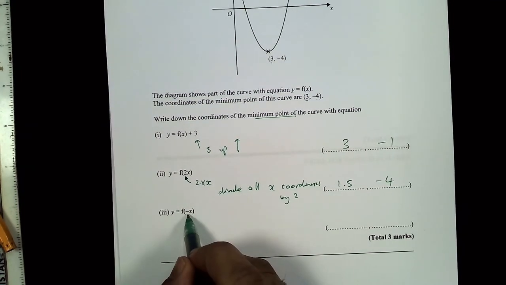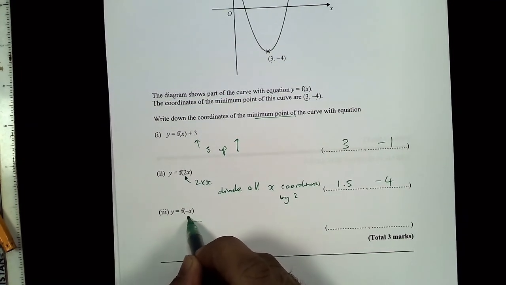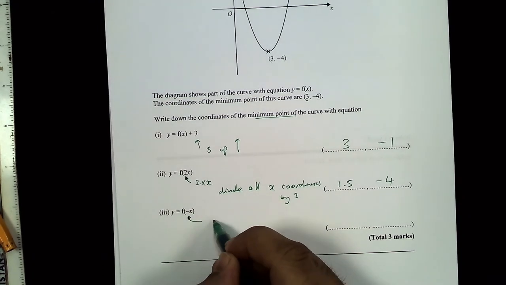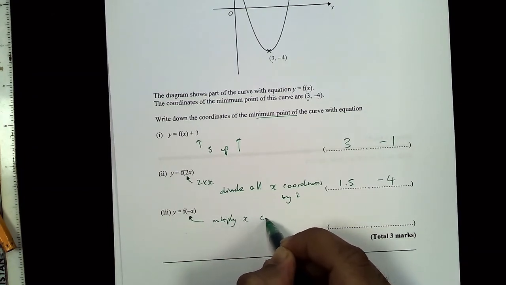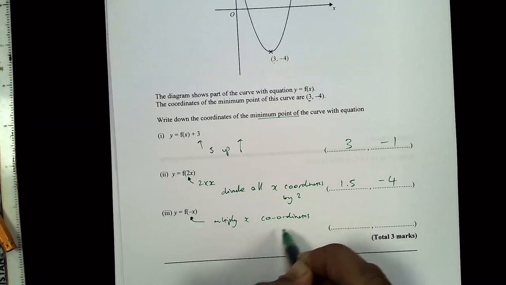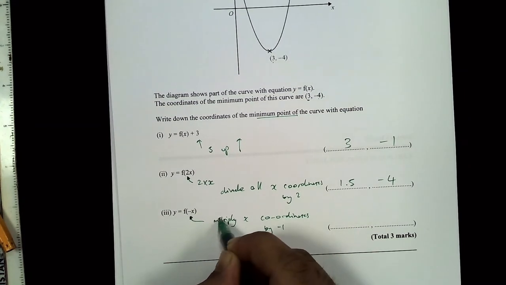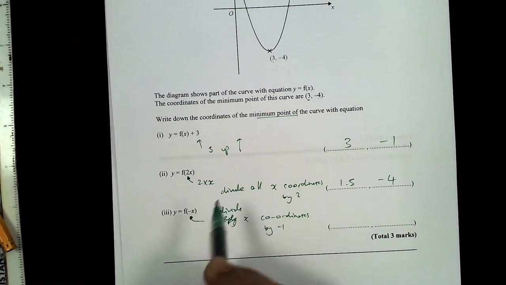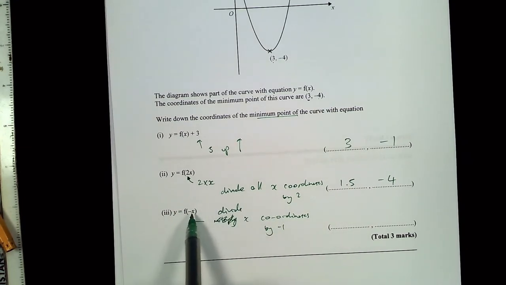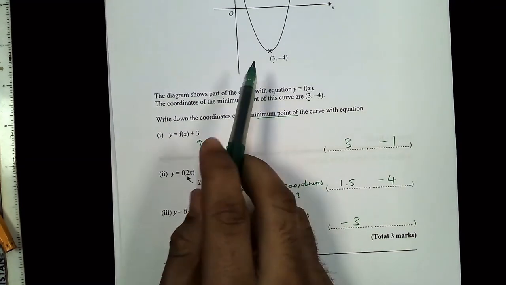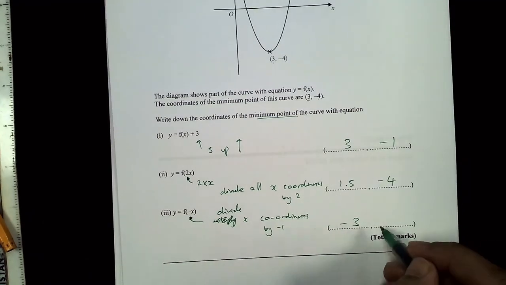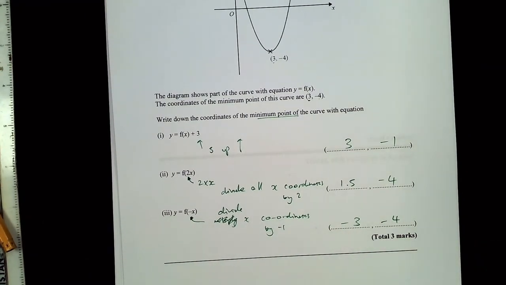And then again, that does what you'd expect it to do. It changes, basically, multiply x coordinates by minus 1. Although I suppose I should say divide, again, because it does the opposite to what you expect. So that says minus 1 times x, so instead of multiplying by minus 1, you divide by minus 1, and the effect is the same. 3 divided by minus 1 is minus 3, so it used to be positive 3, now I'm going to write minus 3 and minus 4.